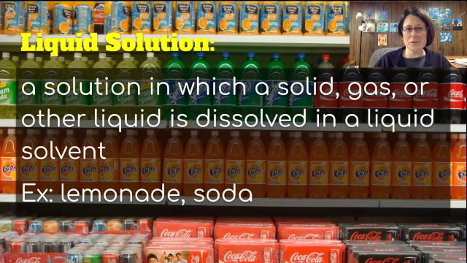There are also liquid solutions. This is a solution in which a solid, gas, or other liquid is dissolved in a liquid solvent. And so some examples are lemonade and soda. Now, if we take a look at these, in lemonade, there is water, there is sugar usually, maybe lemon juice. So you have some solids and liquids mixed in the liquid solution. And in soda, you have gas in there. That's what makes it bubbly.